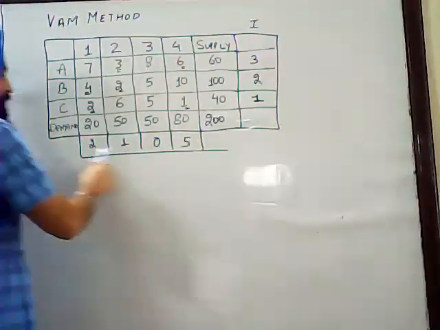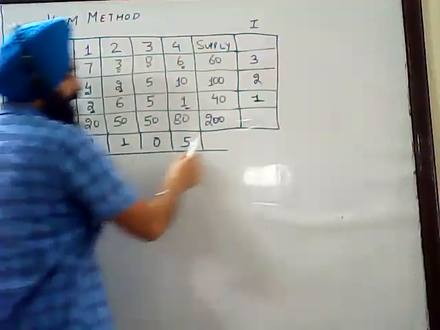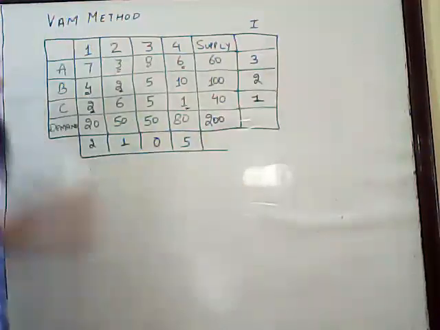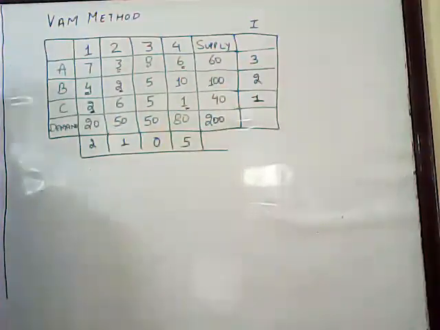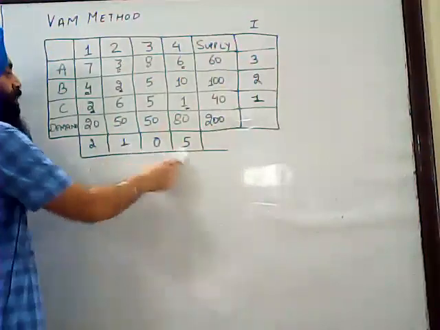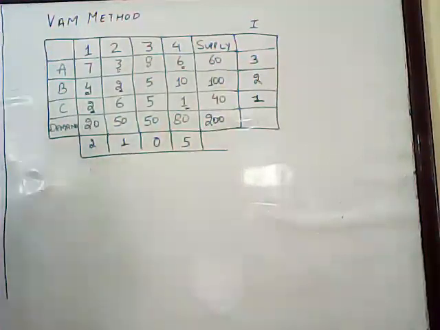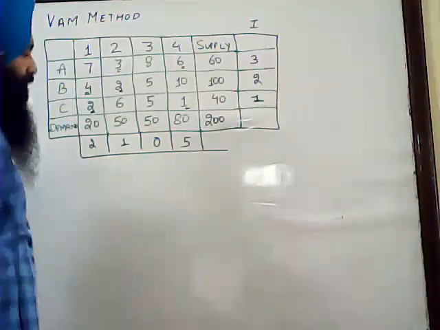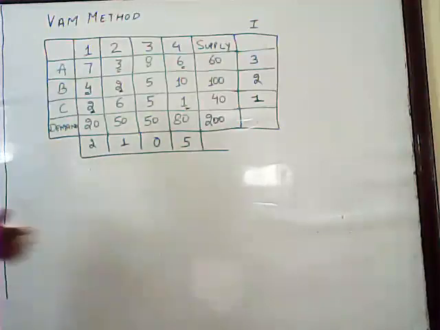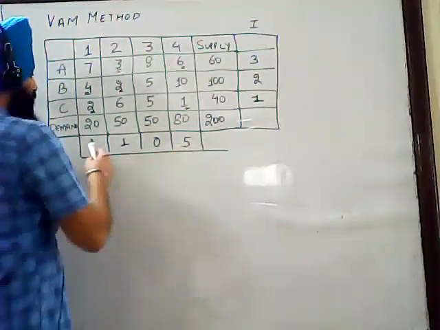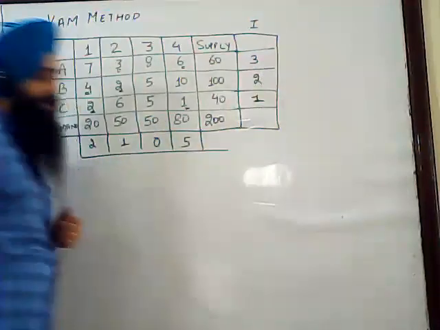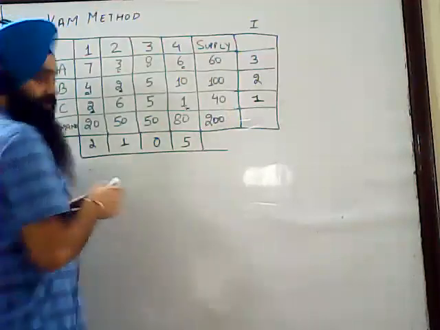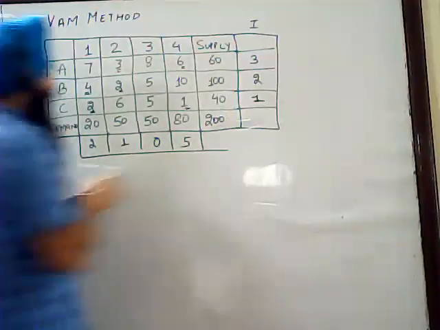These differences are known as penalties. The penalties of the various rows are 3, 2 and 1. Similarly, the penalties of the various columns are 2, 1, 0 and 5. First of all, we have to find the maximum penalty from rows or columns. The penalties are 2, 1, 0, 5, 3, 2 and 1. So in this case, the maximum penalty is 5.